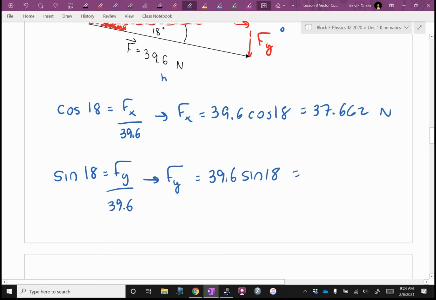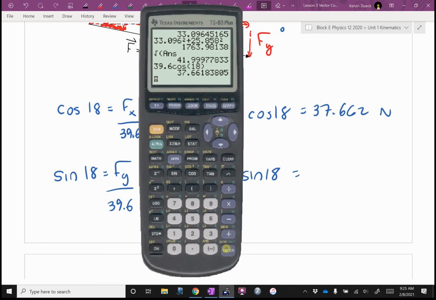I think it's going to be 39.6 times the sine of 18. I think I can just backspace and edit. And I get 12.237?